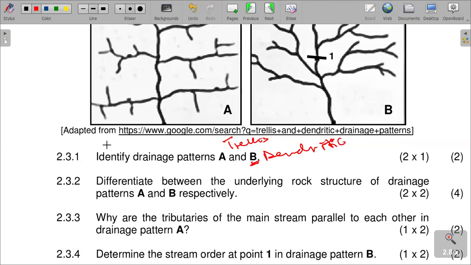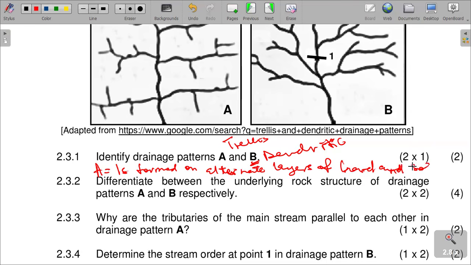For A, there are alternating layers of hard and soft rocks, a folded rock structure. And B has uniformly resistant rock to erosion. A is formed on alternate layers of hard and soft rocks, and then B is formed actually on what?